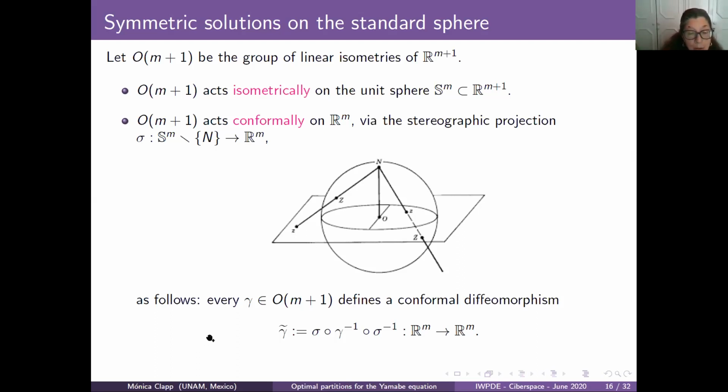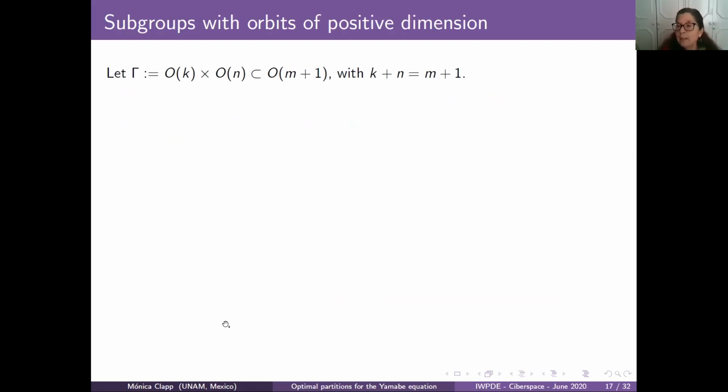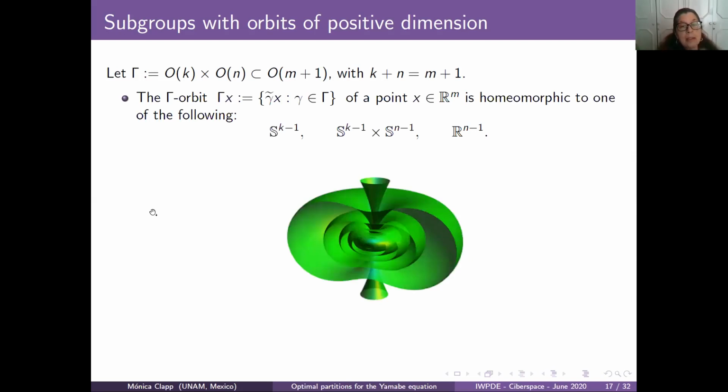So now, why do we take these groups? Well, we take these groups because they have very beautiful subgroups. Let us take a subgroup Gamma, which is the product of the group of linear isometries in k variables times the linear isometries in n variables, where k plus n is the dimension of the space, m+1. Now, the nice thing about this subgroup is in its orbits. The orbit of a point is obtained by applying all of the conformal transformations I defined in the previous slide, for every gamma in capital Gamma.